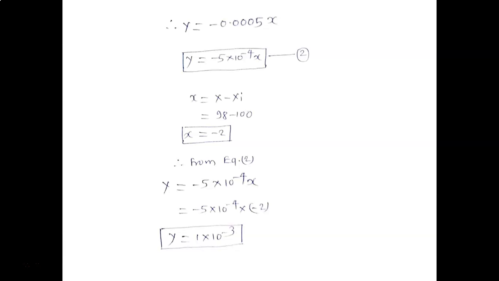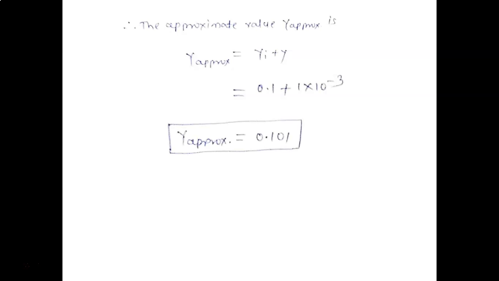Therefore, small y value we got, that is the variation. The yi value we are knowing. Therefore, the approximate value, y approximate, is equal to yi plus small y. Therefore, 0.1 plus 1 into 10 raised to minus 3, which is equal to y approximate is equal to 0.101.